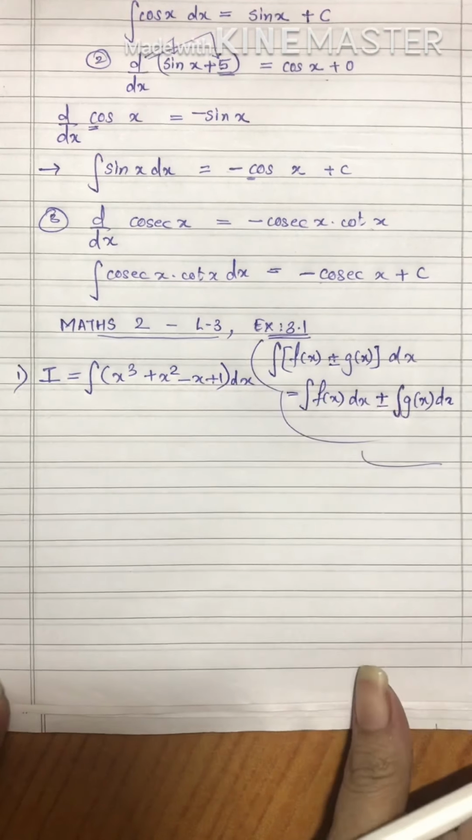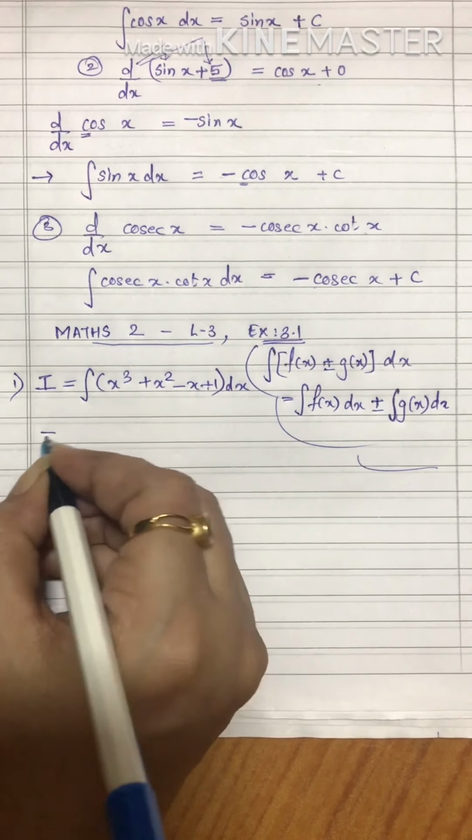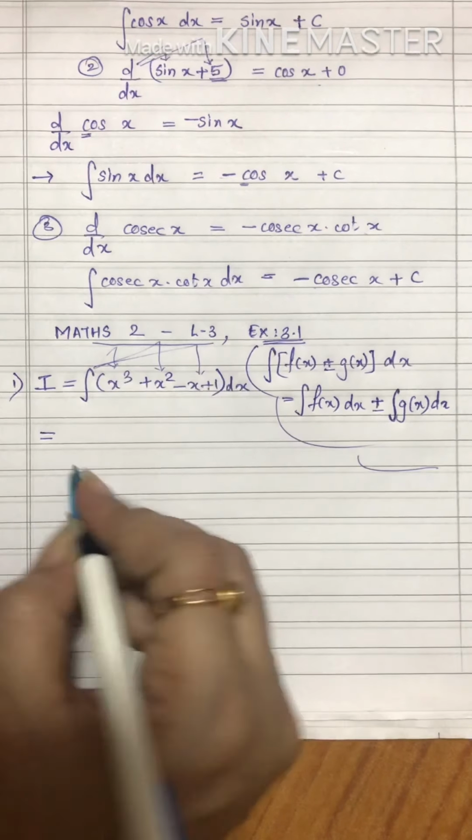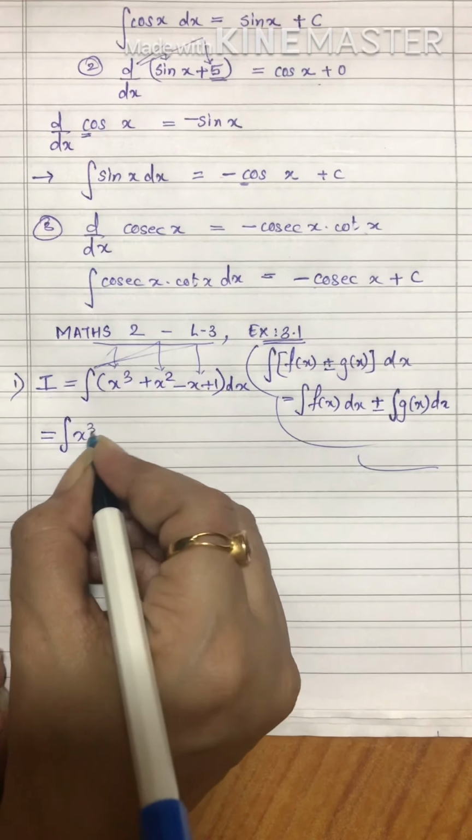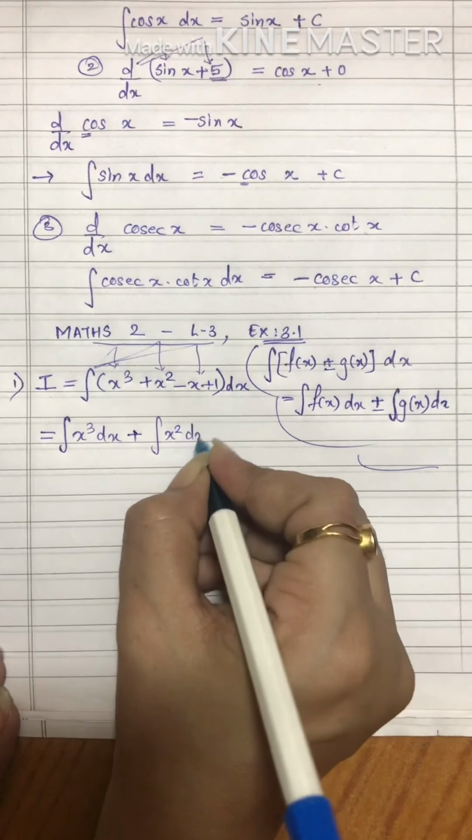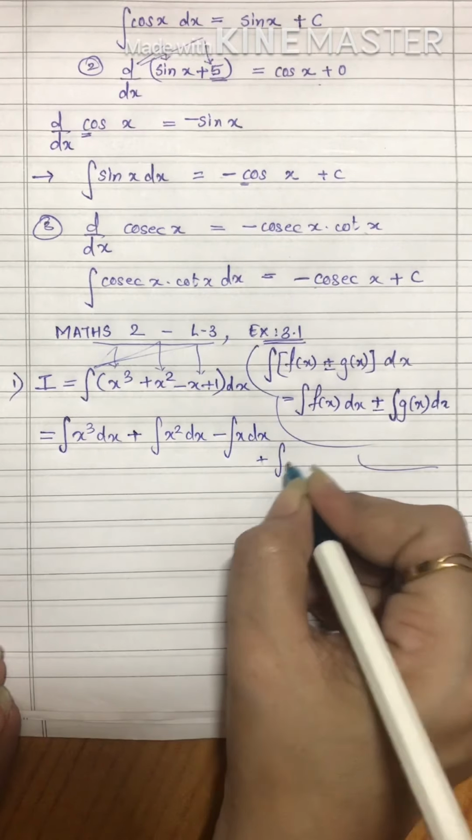This is the question given to us. So let's see how we will solve this. It is equal to, now we will take this integral for each term inside. So we get integration x cube dx plus integration x square dx minus integration x dx plus integration 1 dx.